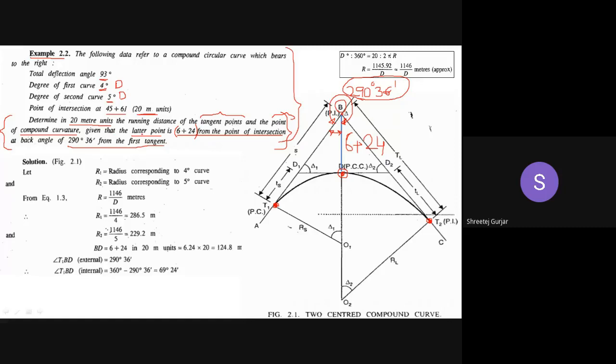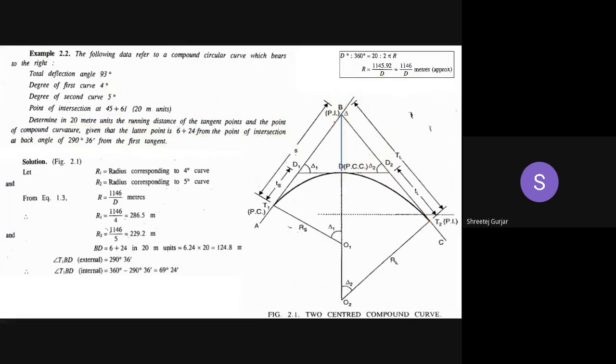And given that the latter, meaning the later one, which is the second one, is the point of compound curve, right? Second, which they have mentioned in the statement. So the second is located at a point 6 plus 24 from the point of intersection. That is what I have marked in the blue color line. This distance is 6 plus 24 in chains.